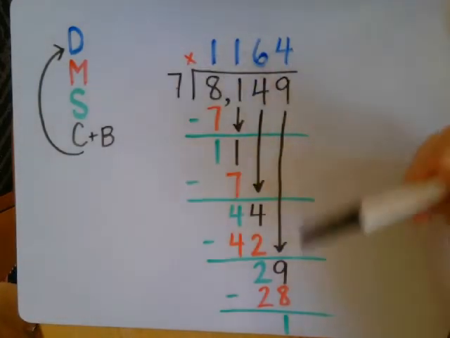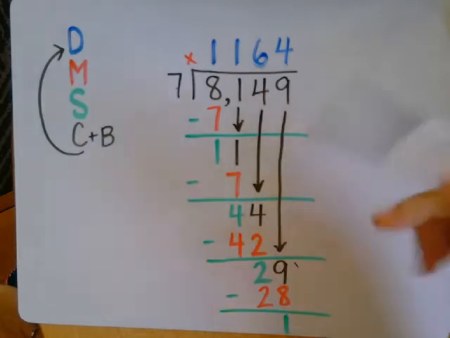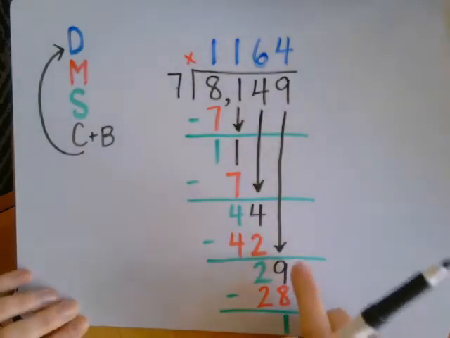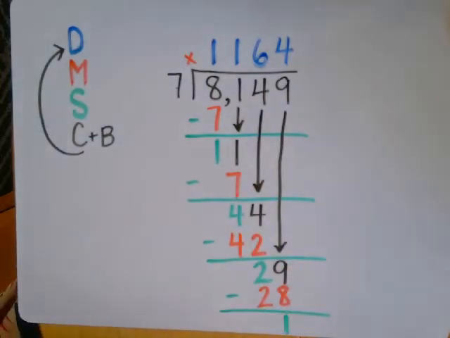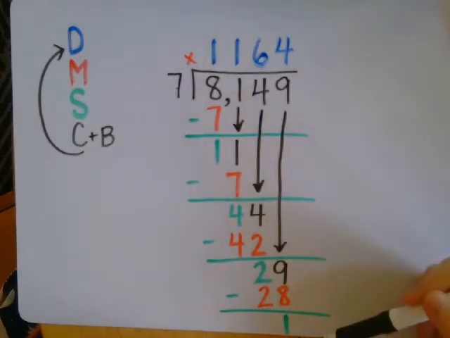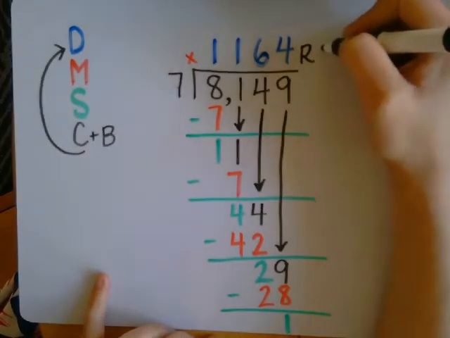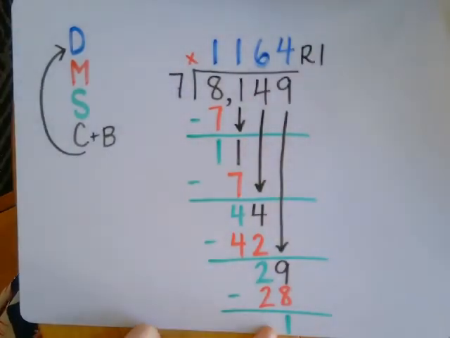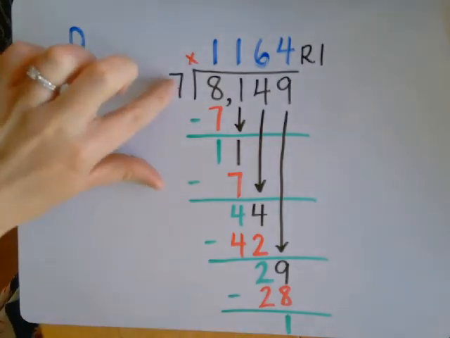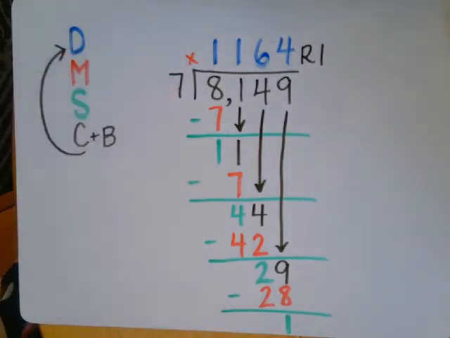7 times 4 is 28. 29 minus 28 is 1. I don't have any more numbers to bring down. So this 1 tells me that that is a remainder. So I have one thing that I cannot make an equal group of 7 out of. So I want to check my work.